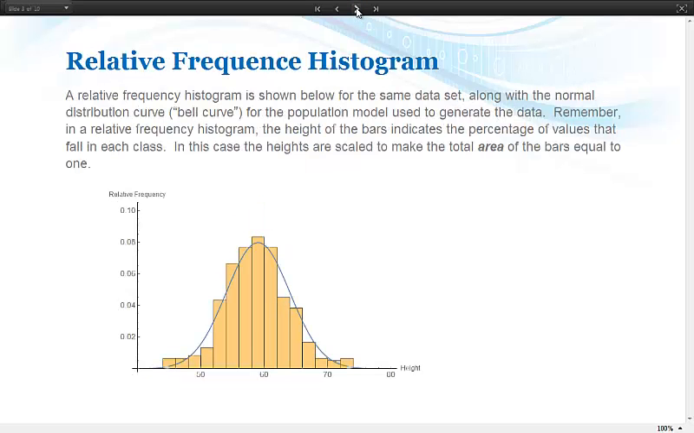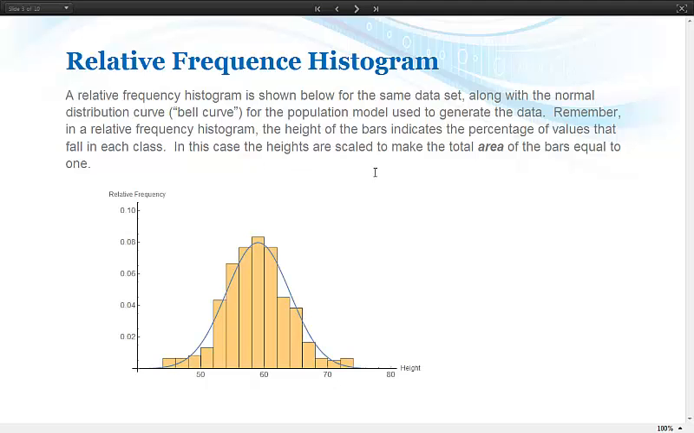In fact, if I convert my histogram, the previous one, to a relative frequency histogram, where the heights are no longer counts, but represent the fraction or proportion of the data in each class, and I overlay that with the bell curve, the formal bell curve for the population model that was actually used to generate the data, we get a picture like this, where the shape of the histogram very closely matches the shape of the bell. And remember, in a relative frequency histogram, the heights indicate percentage. In this case, we did a little bit more in the scaling.